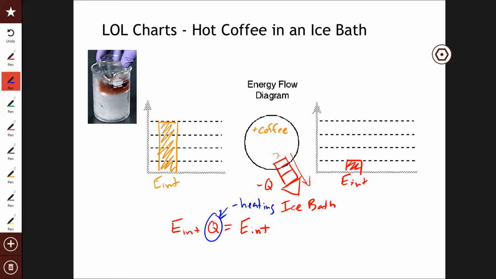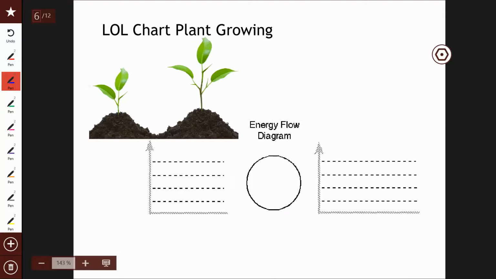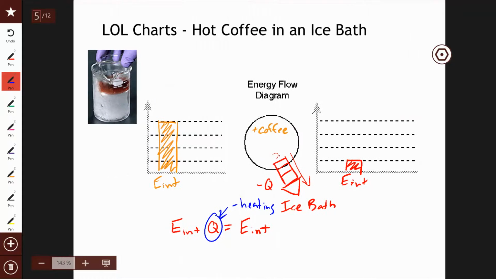Why would the ice bath not be part of our system? If we did include the ice bath, what would happen here? Everything would be within the system, so there'd be no changes. So if we include the ice bath, then there's no problem. There's nothing that we can get out of it if the ice bath is included in our problem. So if we included the ice bath and the coffee in our system, then that means that the energy transfers from inside of our system to inside of our system.